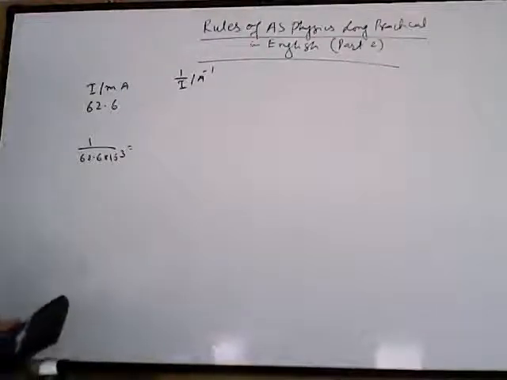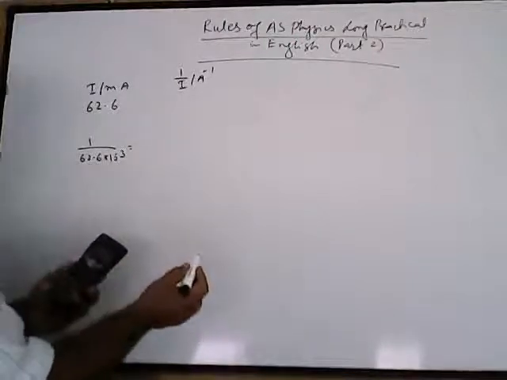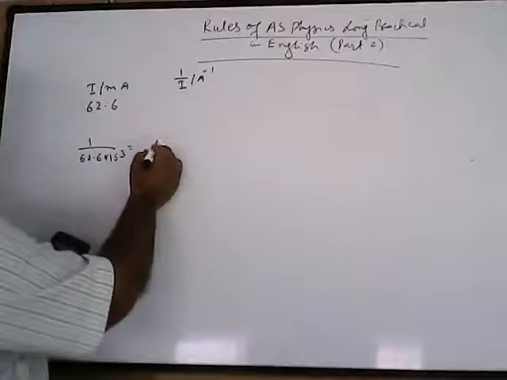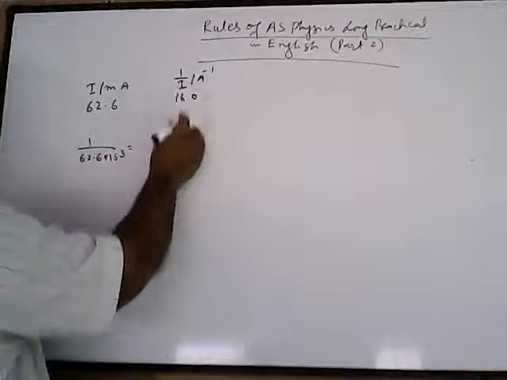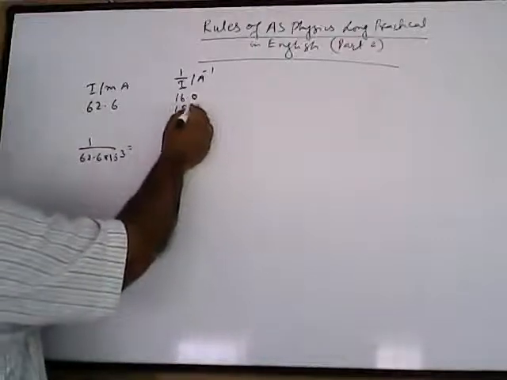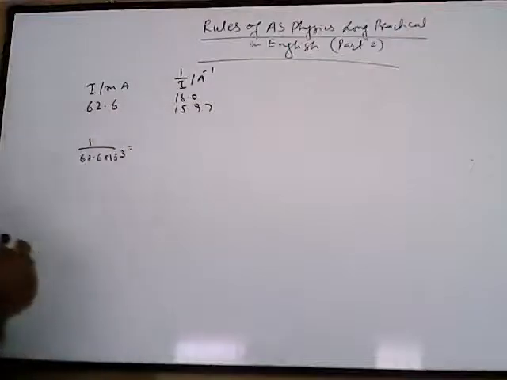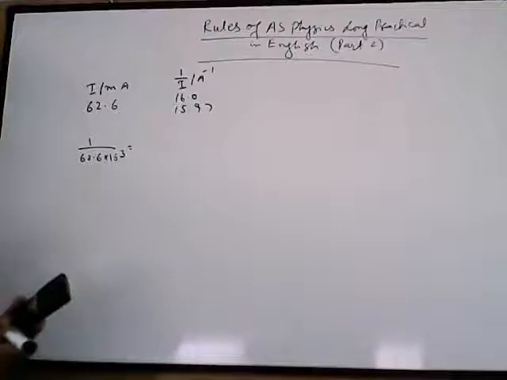It is coming 15.97. This is 3 significant figures, so I'll write it in 3 or 4. So I'll write 15.97. I can write it 16.0, or if I wish I can write 15.97 also. I will talk about the significant figures later on, but I can calculate in this way. So that is the better way for calculating this.